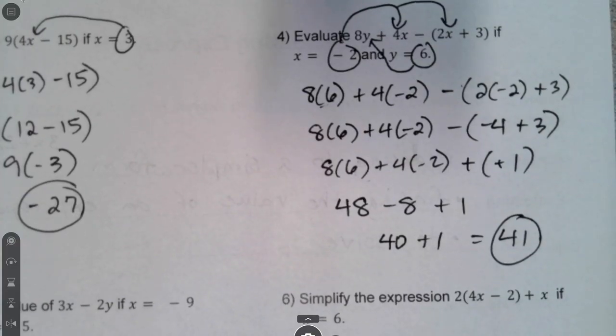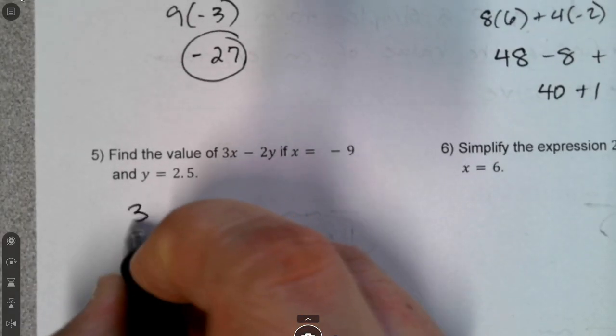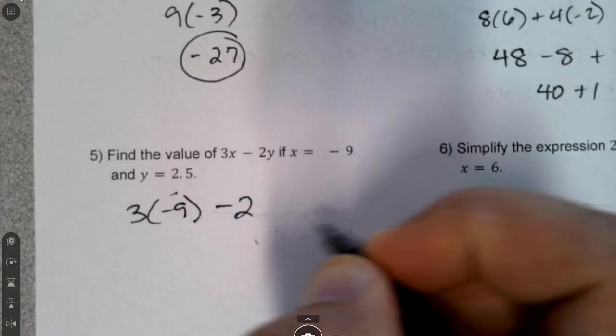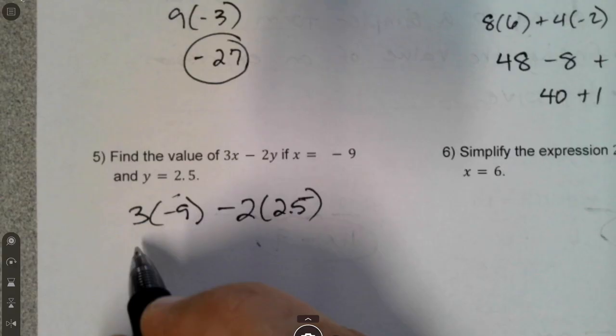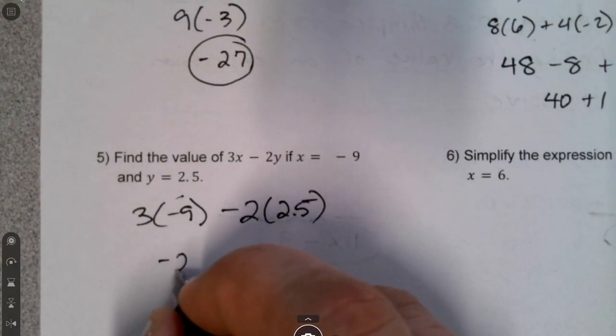Okay, that should be enough to give you the picture, but I want you to see the answers to the last two. So I am going to do these last two, but I'm going to go a little bit more quickly. But feel free to pause at moments if you need to. So on this one, 3 times x is negative 9. 2 times y is 2.5.